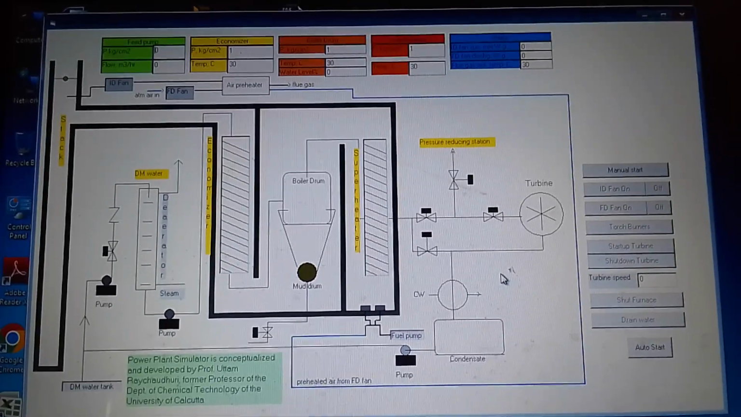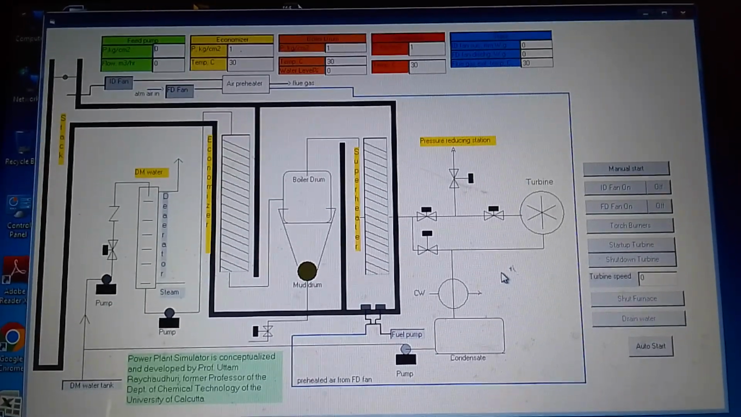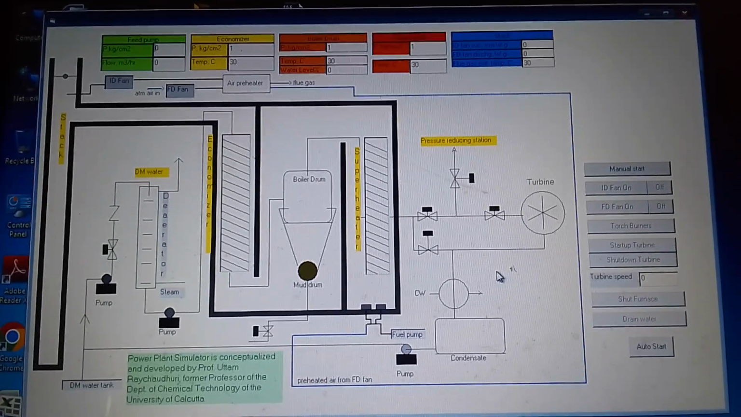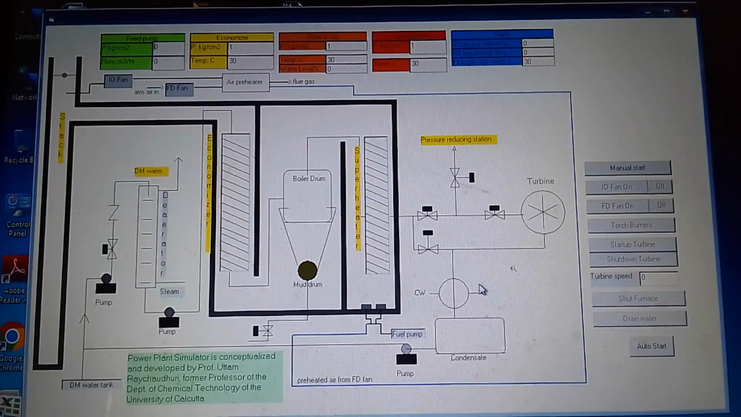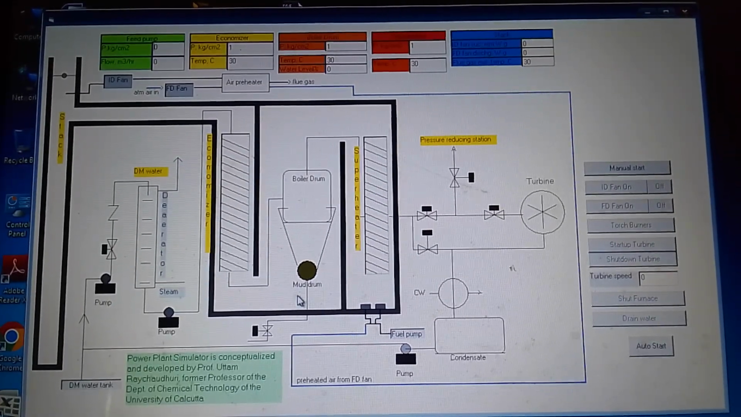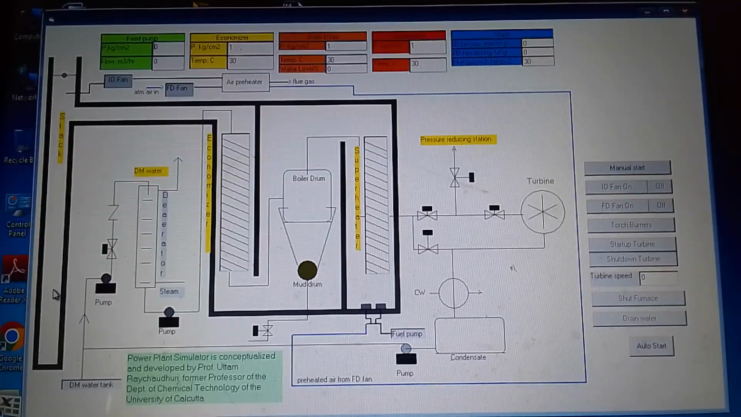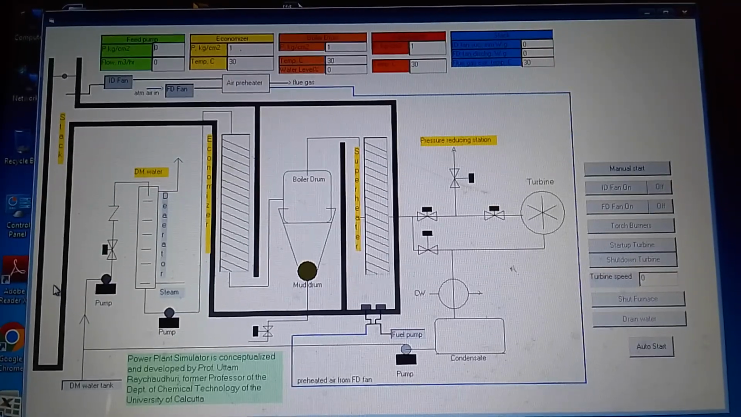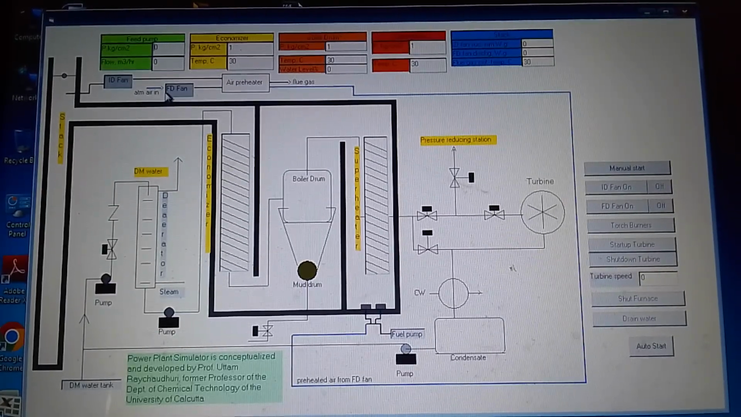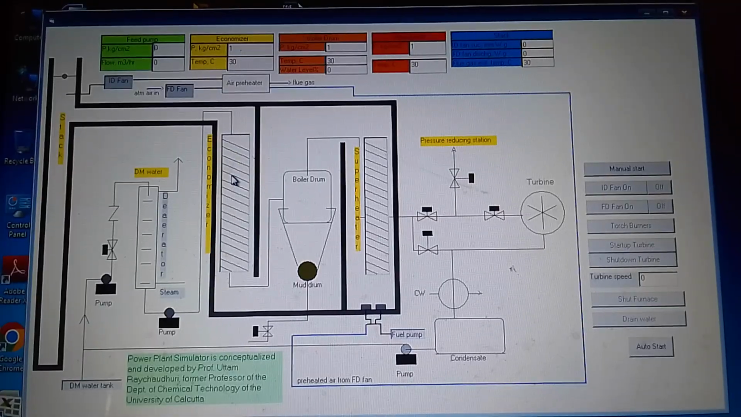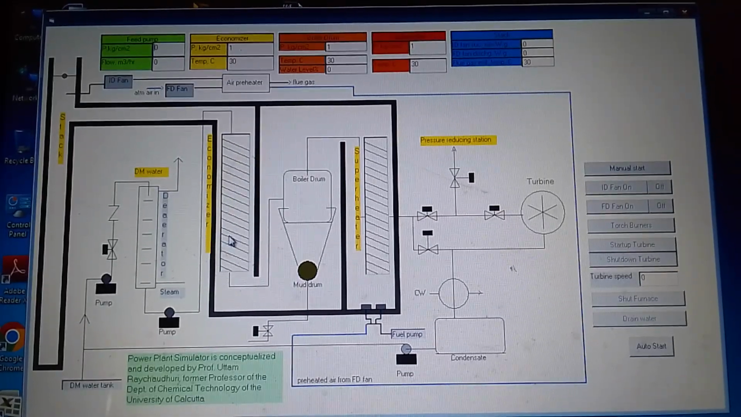This is a virtual power plant raising steam and a turbine system. Now you can look at this water tube boiler system. You will find this is a stack where flue gas goes out. This is your economizer section.